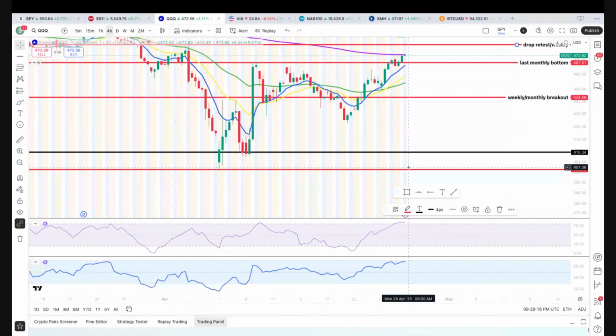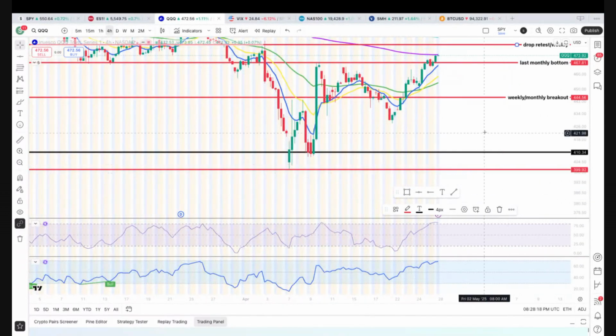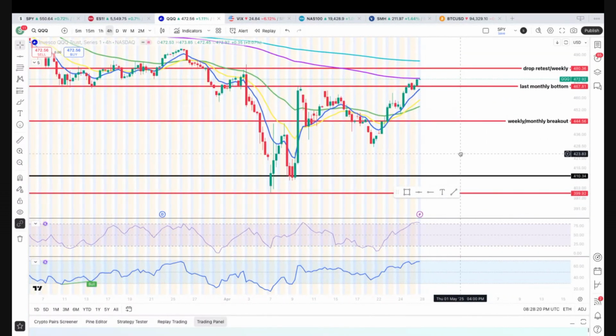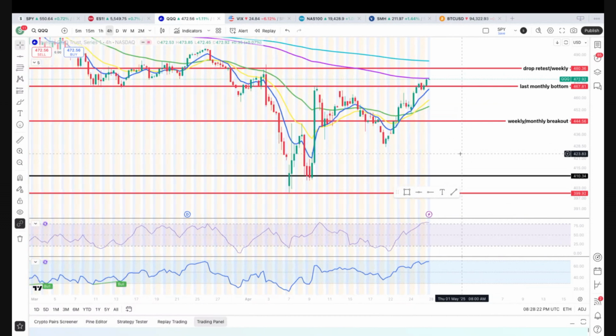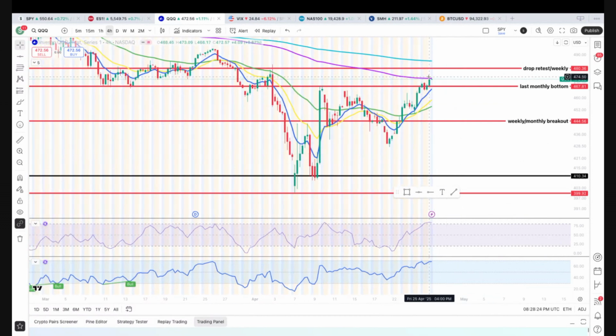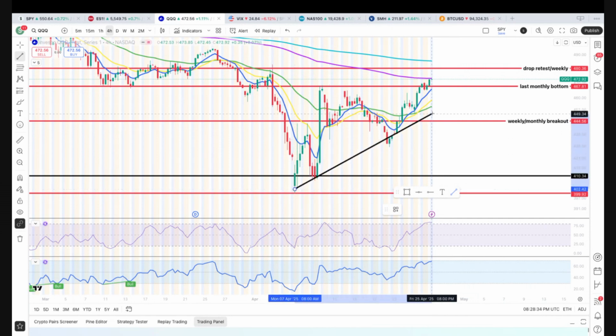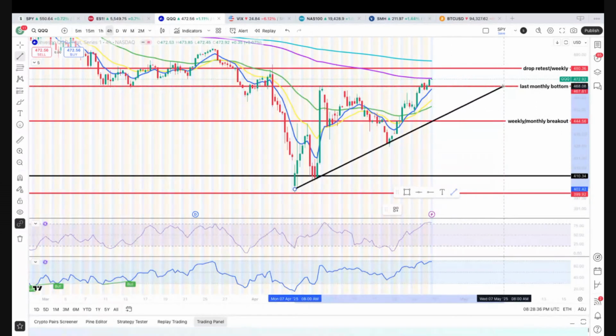Let's look at the 4-hour. The 4-hour is really extended as well. We're at those overbought levels, and now we're meeting the 200 EMA at these overbought levels. 480 will be critical for us to reclaim. If we cannot reclaim it, if we do have to cool down, this is what I'd look at here.